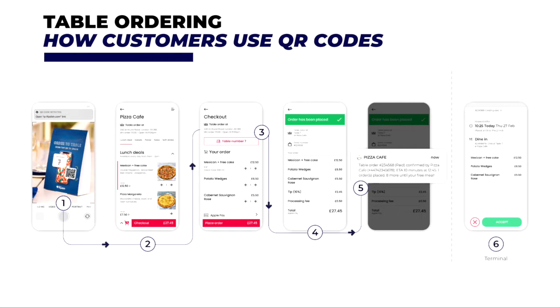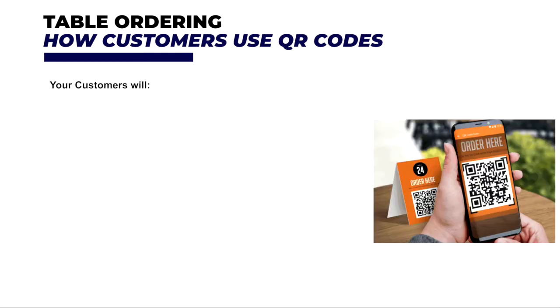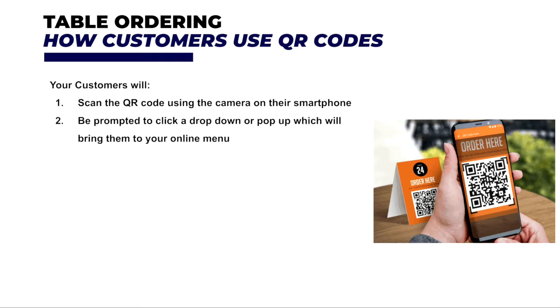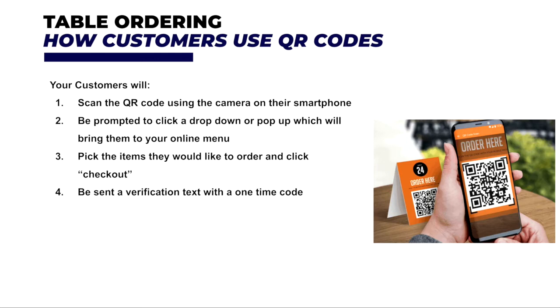First, your customer will scan the QR code using the camera on their smartphone. Secondly, they'll be prompted to click a drop-down or pop-up which will bring them to your online menu. Thirdly, the customer will pick out the items they would like to order and click checkout. Then they will be sent a verification text with a one-time code. Once they've added that code, customers will be able to add special requests using our Chef's Notes section.